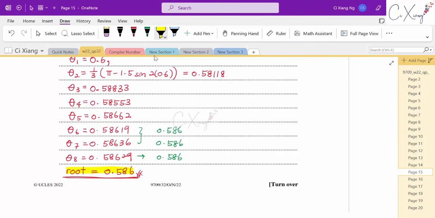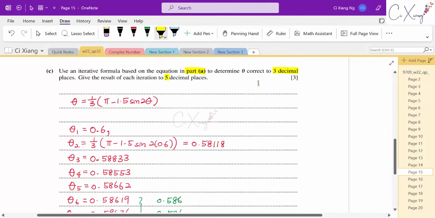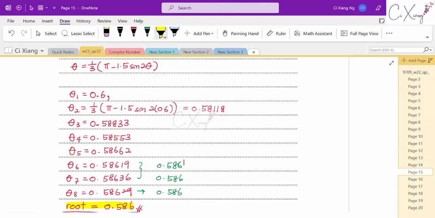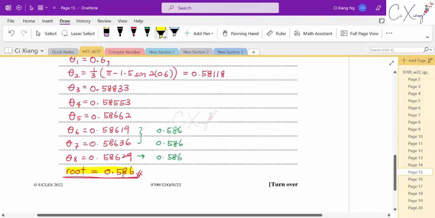Okay, when you want to show the answer for all the iterations, please make sure that you show everything in 5 decimal places. And for the final answer, to check it, try using 3 decimal places. If they are repeated, then this is your root. Okay, so this is how we solve question number 9.